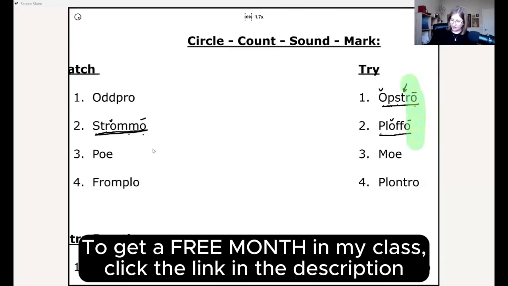Now, just for kicks, what would plafo say with one F? Right. Plofo. What would it say without the L and with two F's? Pafo. Pafo. What would it say without the P?